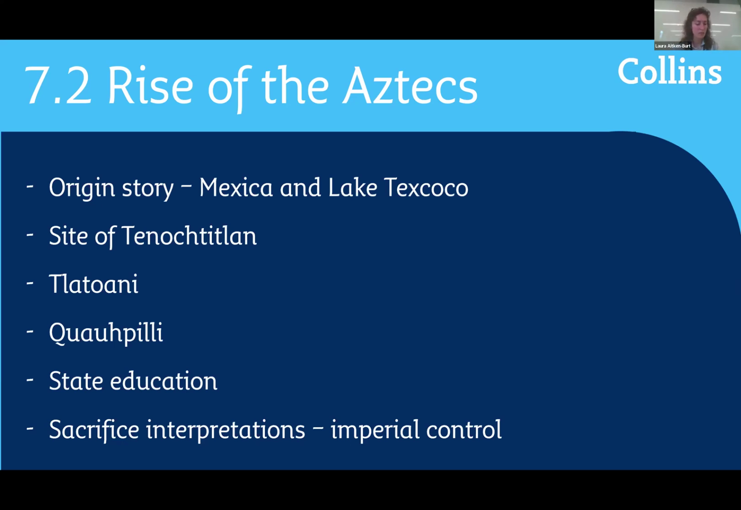And they come down from North America into this Mesoamerica region based on a myth that an eagle landed on a prickly cactus in the middle of Lake Texcoco, and that was a sign from the gods that that was where they should build their capital city. And that city is Tenochtitlan, which is fascinating.